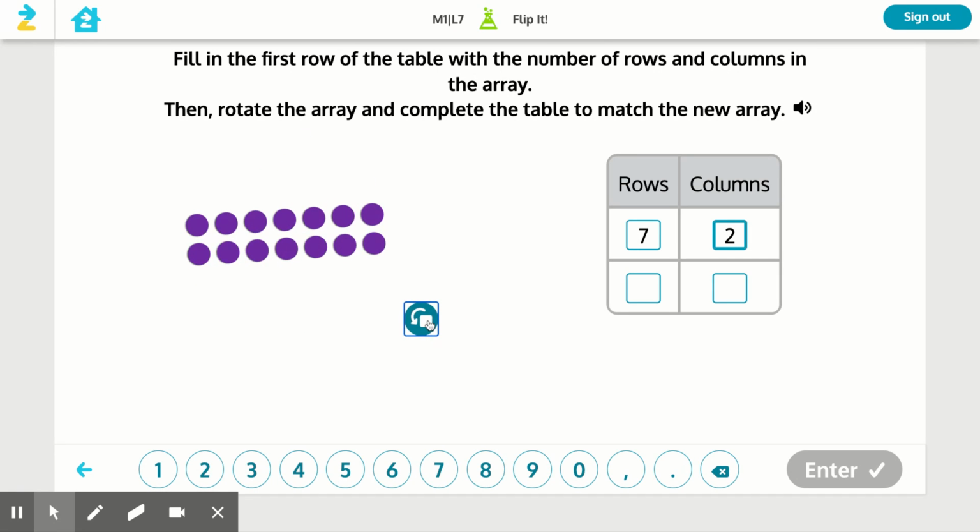Let's see what happens if we flip it. Now, in your Nearpod, tell me how many rows do you see? Remember, our rows go straight across. 1, 2. This array now has 2 rows. In your Nearpod, tell me how many columns you see. Did you say 7? I'm beginning to notice a trend. When we flipped our array, our rows and columns switched.